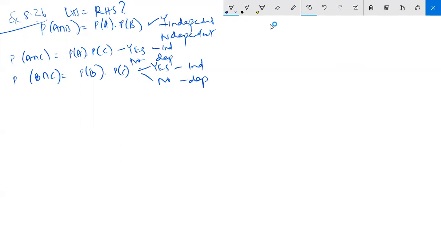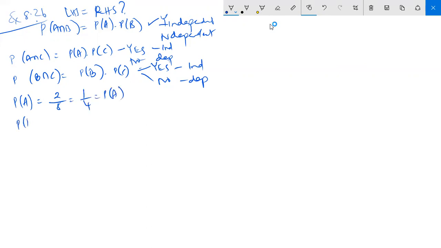What is P of A? Three coins are tossed simultaneously. Event A is equal to 3 heads or 3 tails. So P of A is 3 heads or 3 tails. We already saw HHH and TTT. So 2 by 8 is equal to 1/4 is equal to P of A.